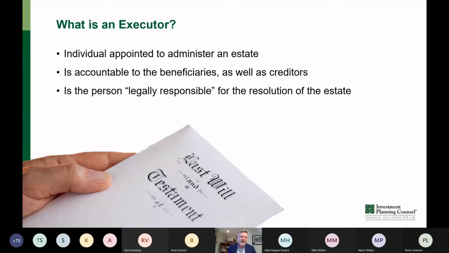So let's talk about what we're here for today. The exciting topic of what an executor does. So what is an executor? At the end of the day, you're the administrator of the estate. You are accountable to the beneficiaries, but I also put in there the creditors. And I've put in asterisks: you're legally responsible for the resolution of the estate. And I'll tell you why that's in bold there, because a lot of people, when you're told you're the executor, we're usually an executor once or twice in our lives. You're never mastering this skill set. So it's a really interesting piece.